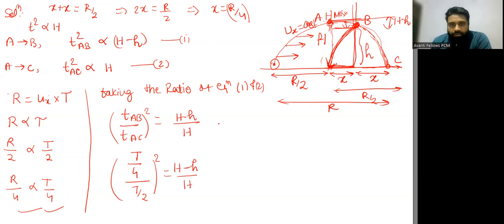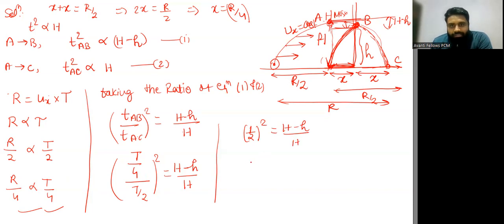Now this T by 4, T by 2 will become, 2 square is equal to capital H minus small h divided by h. If you try to solve this, you will have 4h is equal to h minus, just a second, let me just correct myself. So TAB by TAC. TAB is this distance, which is R by 4. And TAC is the distance, which is R by 2. So time taken will be T by 2. So this 2 will go upside, this 4 will go this side. So it will remain 1 by 2 whole square, which is capital H minus small h upon capital H.